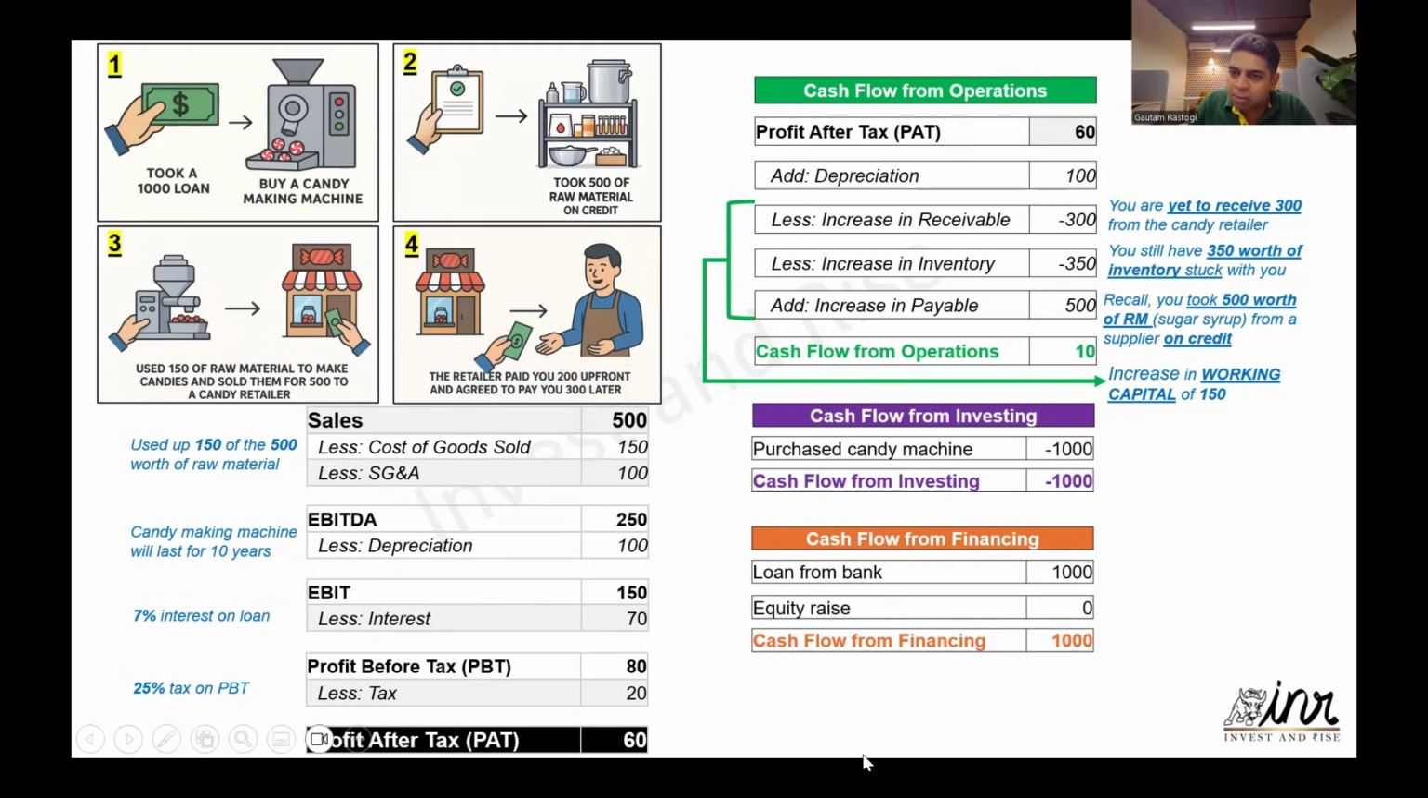Now, if you add up all three, cash flow from operations, investing, and financing, the total cash that you're left with is 10. So this is the net change in cash.